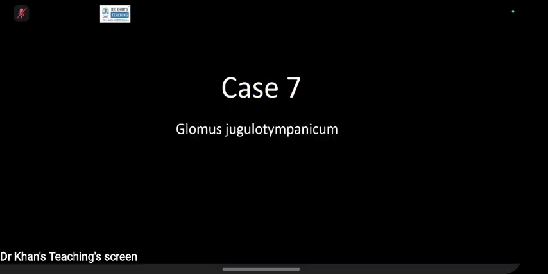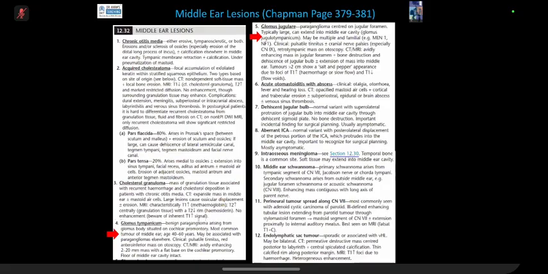So this was a glomus jugulotympanicum. For glomus tumors in the middle ear region, the epicenter can be around the jugular foramen. When it is around the jugular foramen, we call it glomus jugulare. From the jugular foramen, if it goes into the middle ear cavity, then we call it glomus jugulotympanicum. And then there can be another one just in the tympanic cavity, the middle ear cavity, and we call it glomus tympanicum.